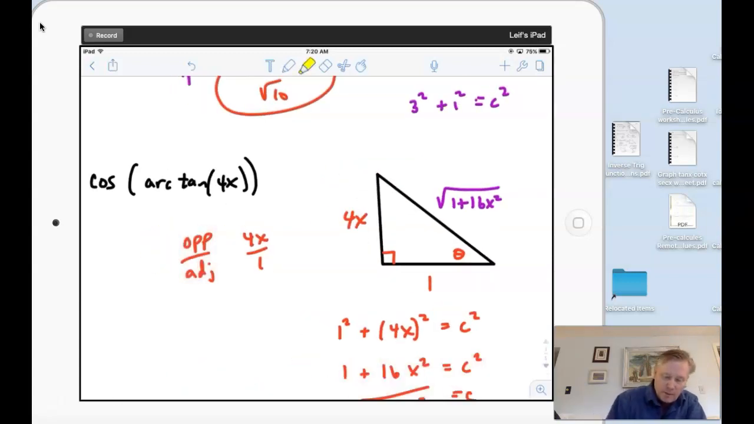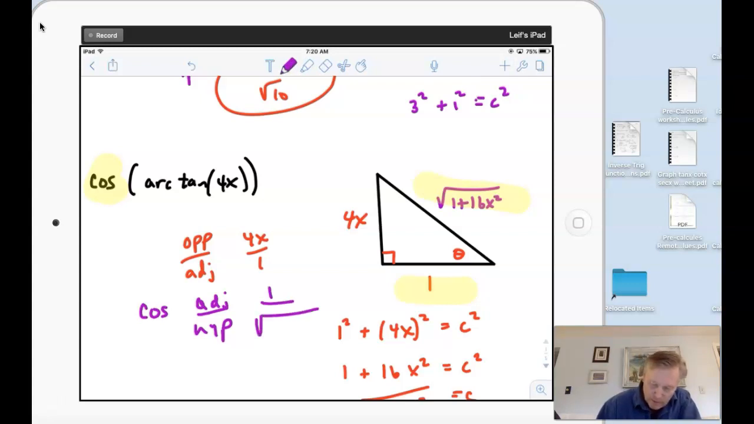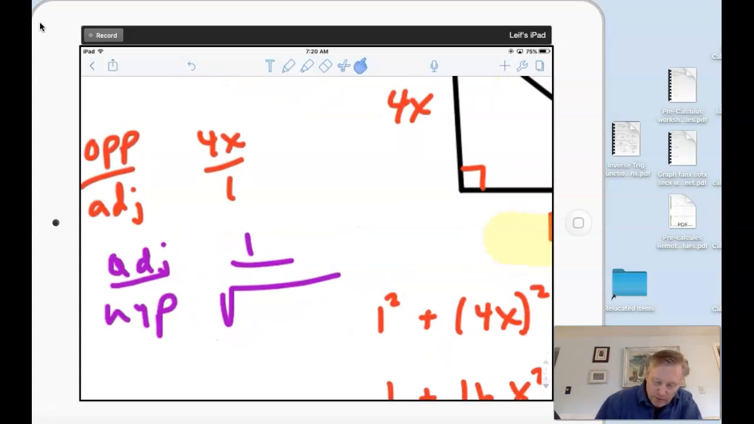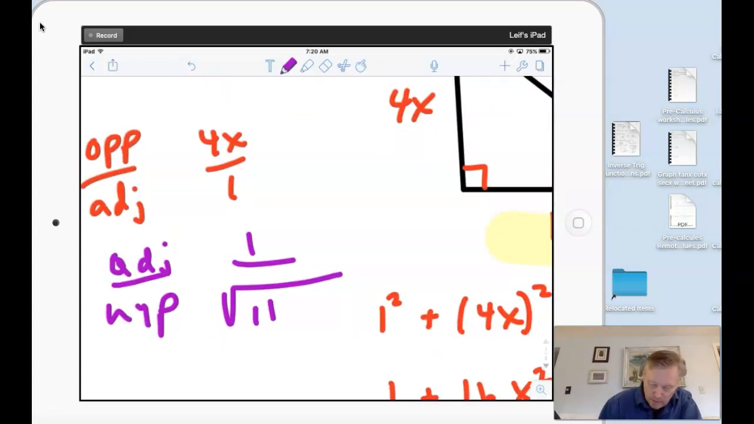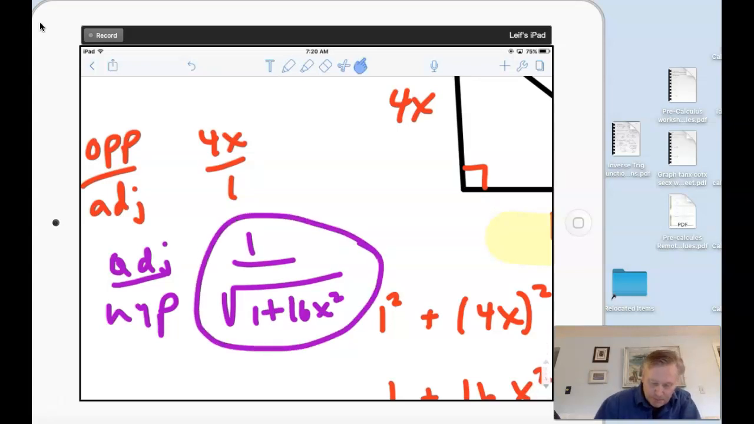And now once again, I'm going over here and I'm looking at the cosine part of it. Okay, so now the cosine is the adjacent over the hypotenuse. So the adjacent is the 1. The hypotenuse is the square root of 1 plus 16x squared. So that's 1 over the square root of 1 plus 16x squared, and that is the answer.